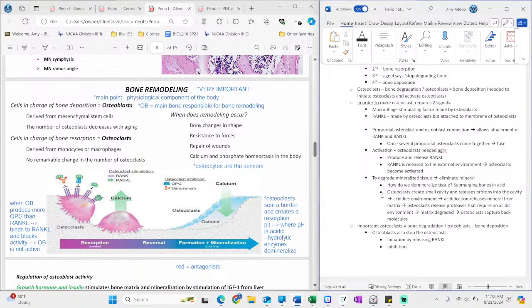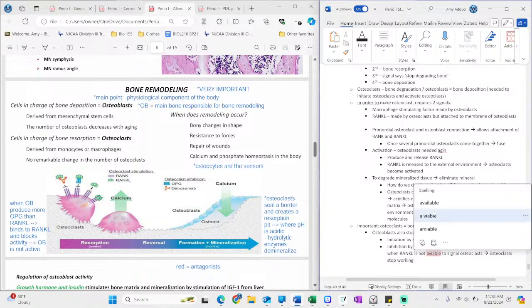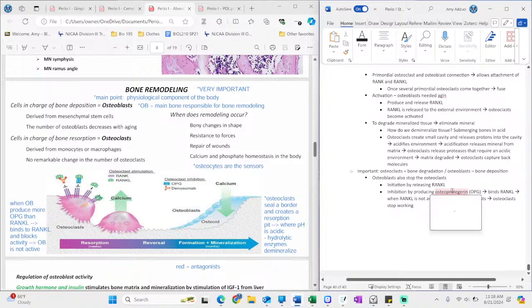It produces osteoprotegerin. And osteoprotegerin binds to RANKL, and when RANKL is not available to continue activating the osteoclast, they stop working. So even though we have osteoblasts producing the matrix, the osteoclast degrading, the osteocytes being the sensors, the osteoblasts are involved in all the stages of the process. Okay? So they are the fix-it kind of cells in bone remodeling. They do everything.